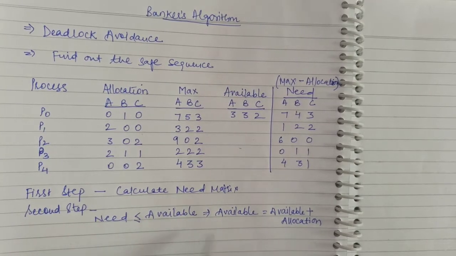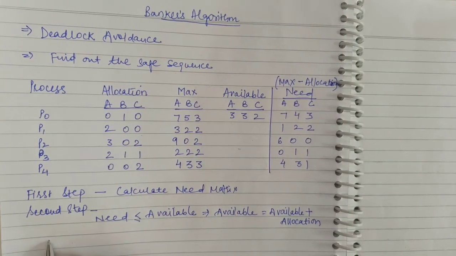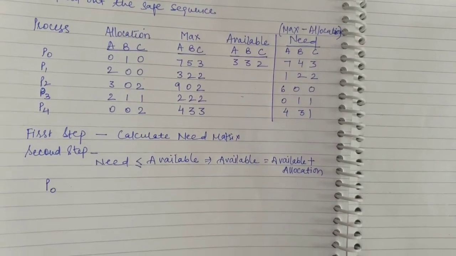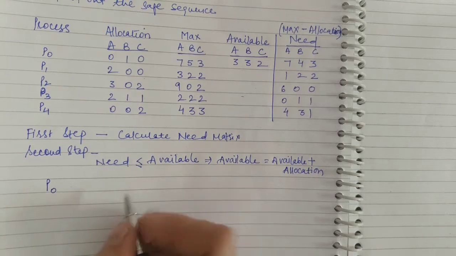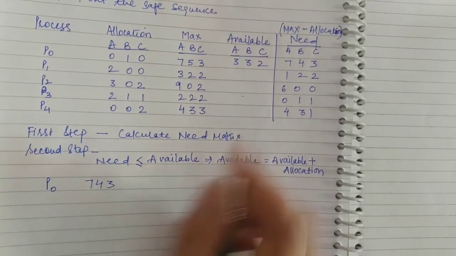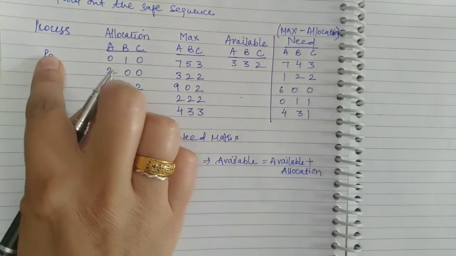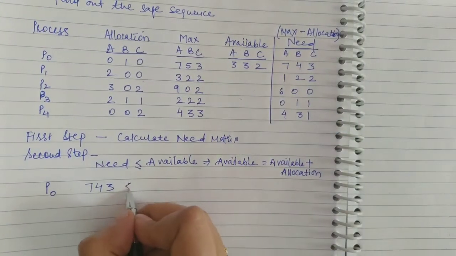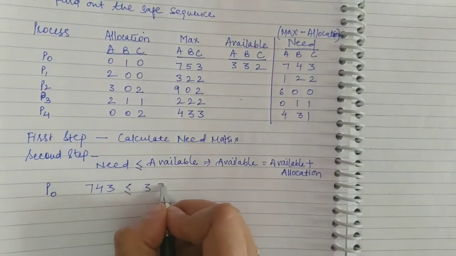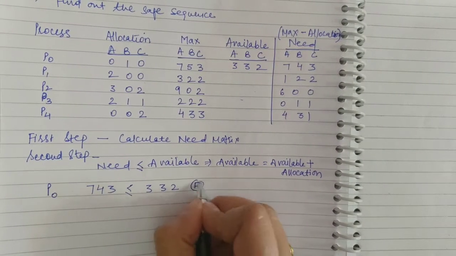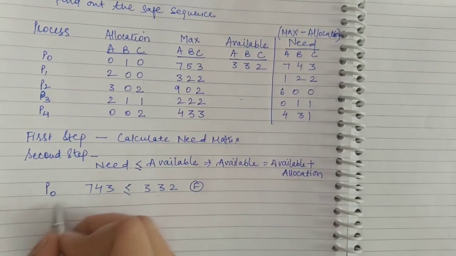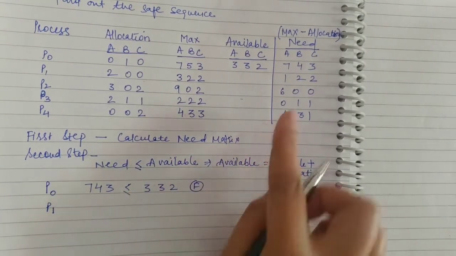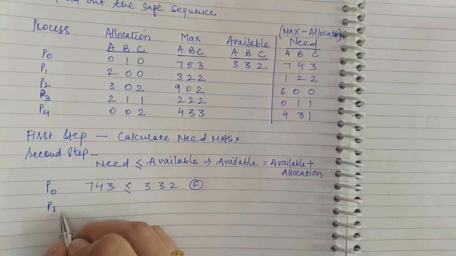So using this second step, let us start with process P0. The need of P0 is 743. We will compare it with the available 332. So this is false. We will leave this process and move on to process P1, because we cannot satisfy this need.